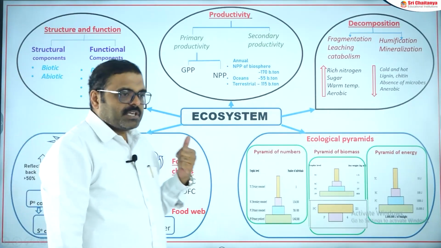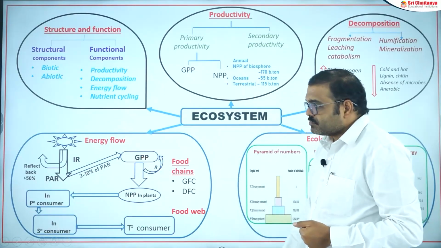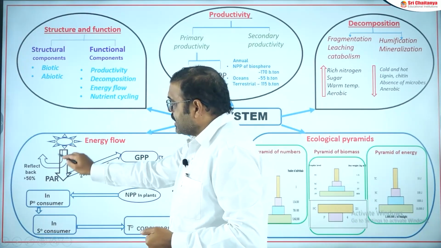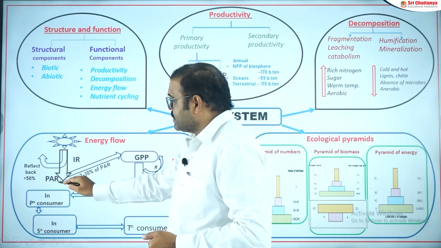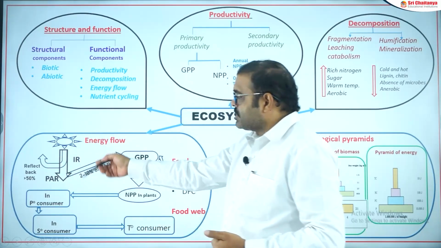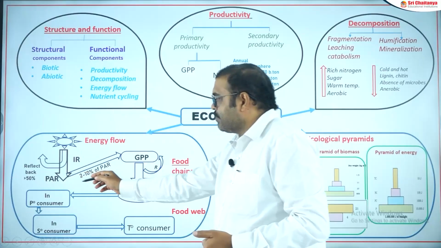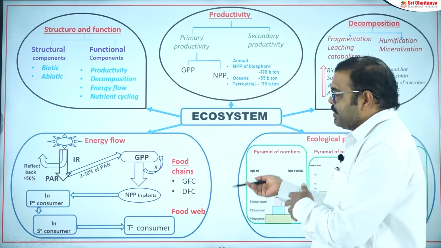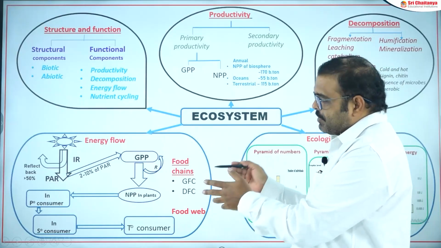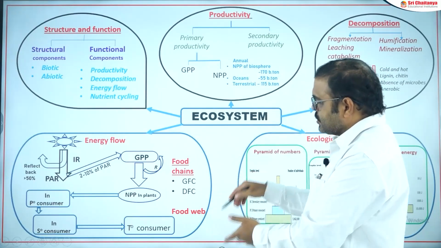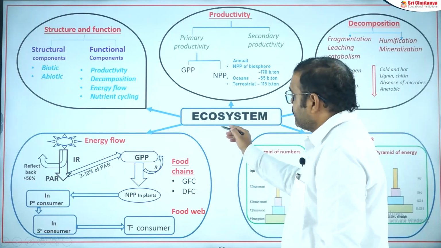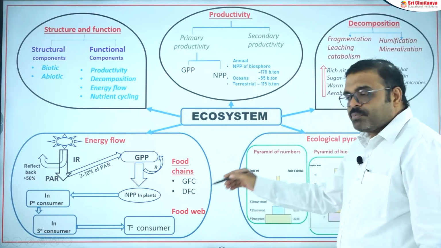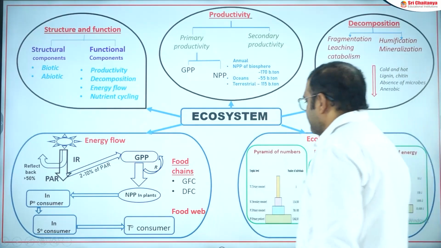Another important subtopic is energy flow. This explains how the sunlight falling on earth is mostly reflected back, and some of it is available to the plant, known as PAR. Then some energy is converted into GPP, GPP to NPP, and NPP to primary consumers, secondary consumers and tertiary consumers. In addition, energy flow can be observed with food chains, and food web explanation is also very important for this part.